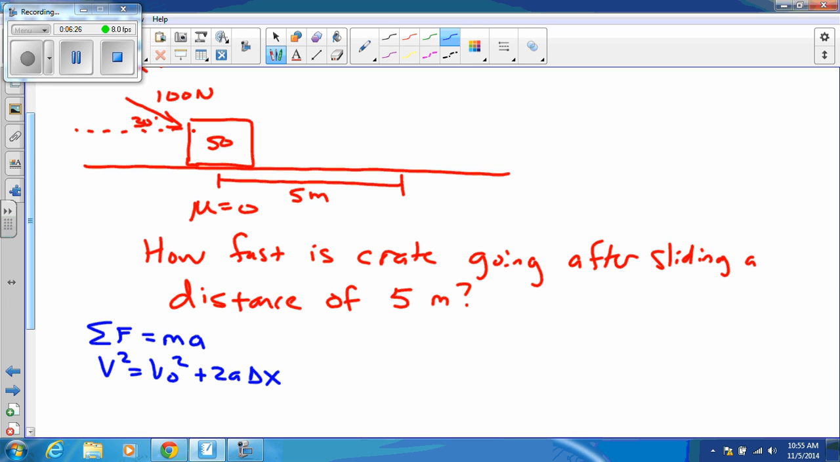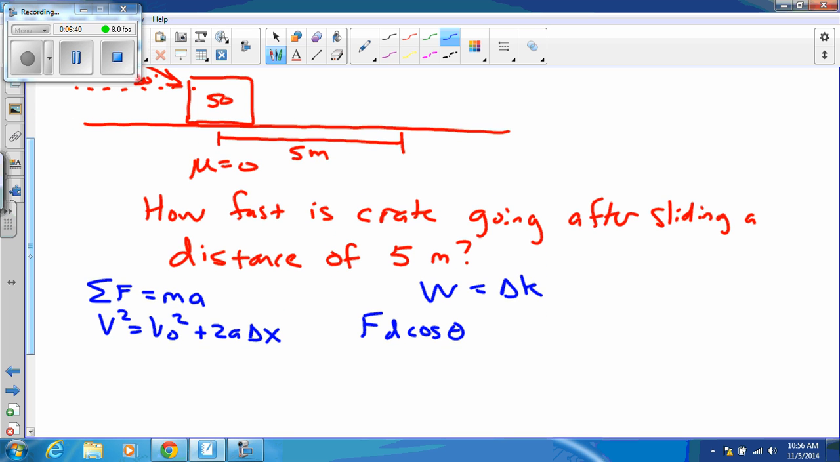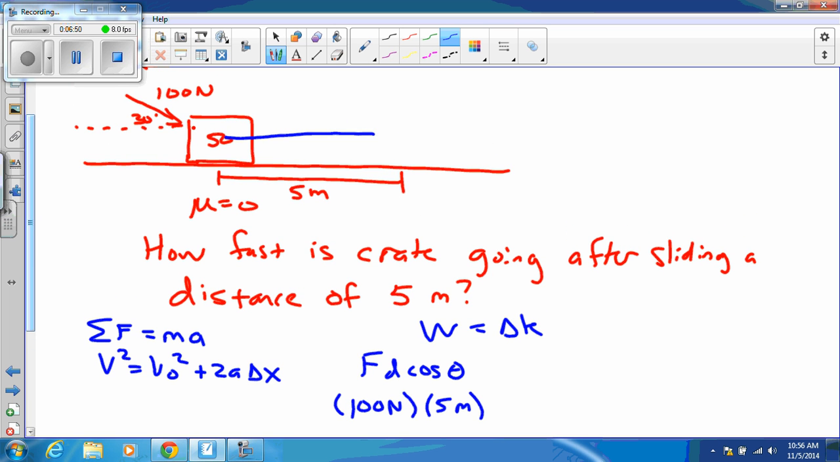But work energy is actually preferred here because it's simpler. I'm going to use the fact that work equals delta K, and I'm going to compute the work very simply as work equals force times distance times the cosine of the angle between. In particular, we have a force of 100 newtons applied over a distance of 5 meters, and the angle between the delta x, or the distance d, and the force is 30 degrees.